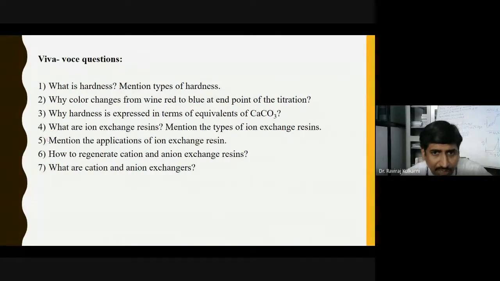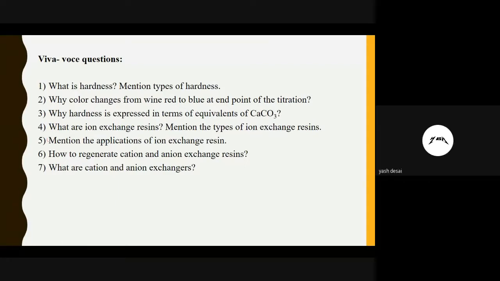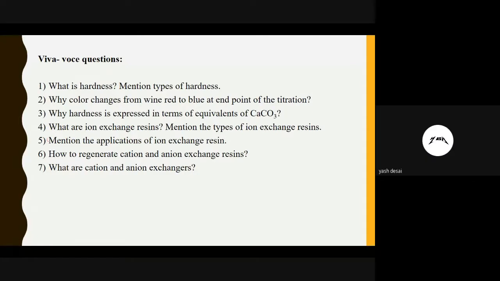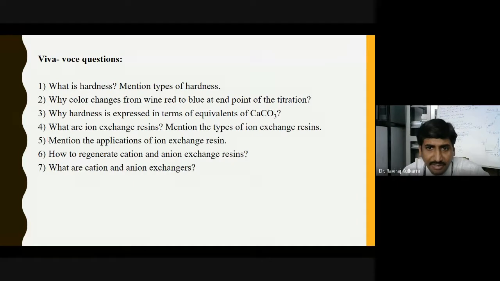Why color changes from violet to blue at the end point of the titration? Formation of EBT. Eriochrome black T indicator forms violet colored complex with calcium and magnesium ions. When titrated against standard EDTA solution, EDTA replaces Eriochrome black T from the complex and sets it free. Eriochrome black T is set free, which is blue in color. That's the reason violet color changes to blue.